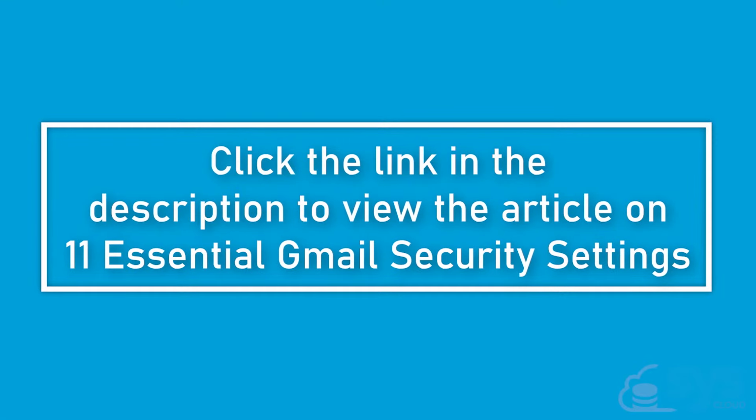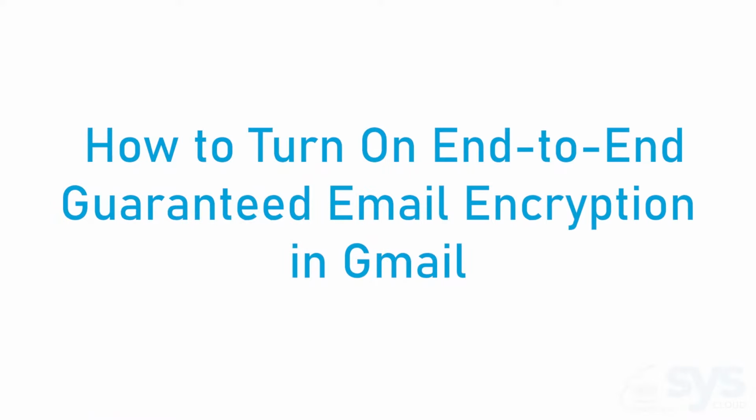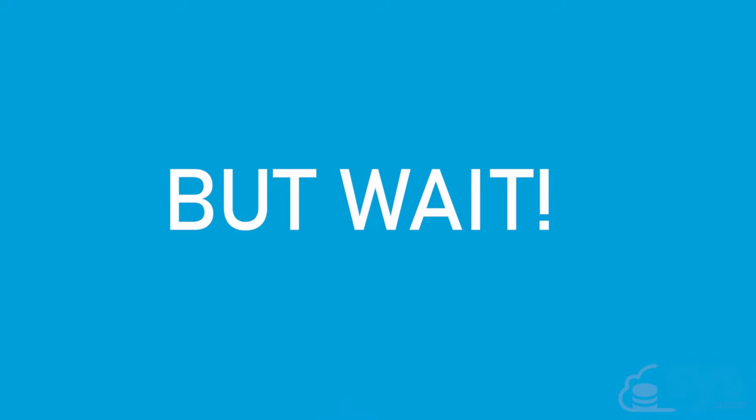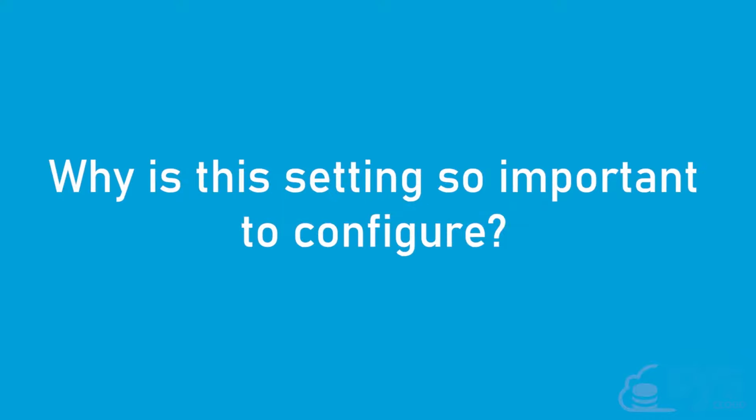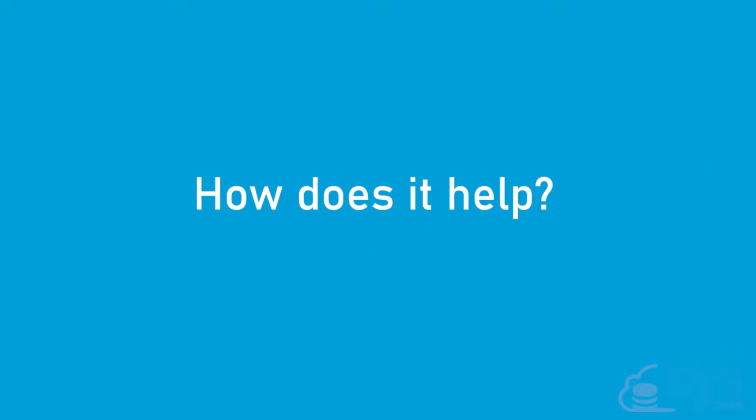So let's get started with the setting. Here's how you can turn on end-to-end guaranteed email encryption in Gmail. But wait, you may ask me, why is this setting so important to configure? How does it help? Let me tell you why.